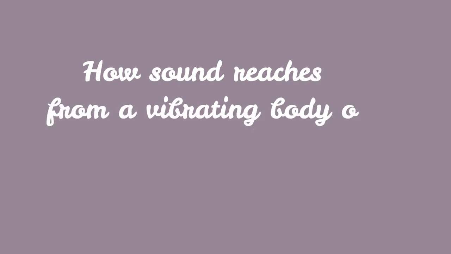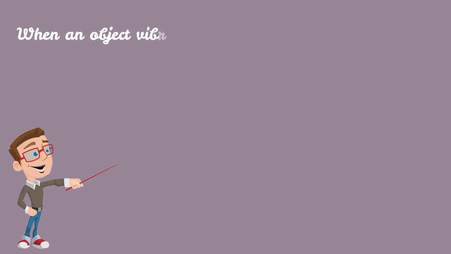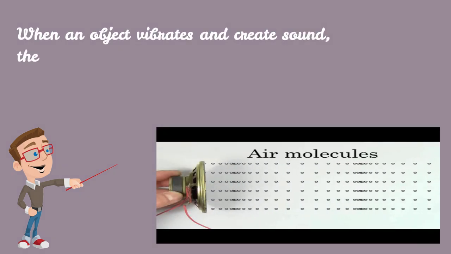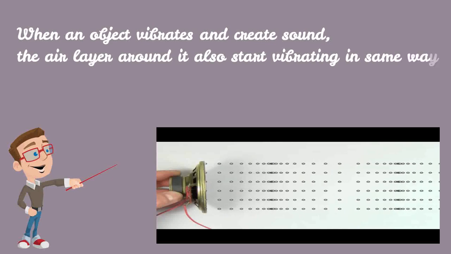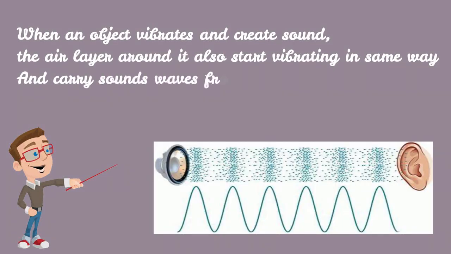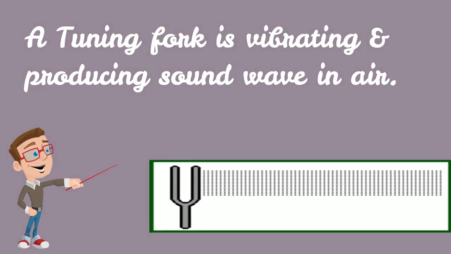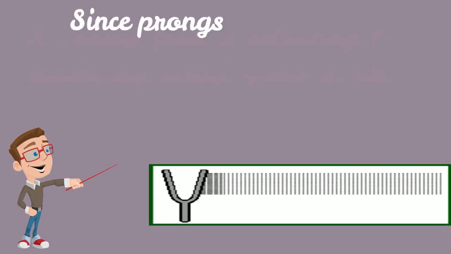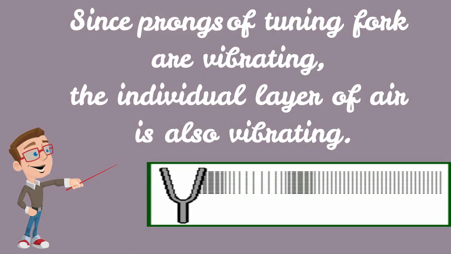Let us now explain how sound reaches from a vibrating body or the source of sound to our ears. When an object vibrates and makes sound, then the air layer around it also starts vibrating in exactly the same way and carries sound waves from the sound producing object to our ears. Suppose a tuning fork is vibrating and producing sound waves in air. Since the prongs of the tuning fork are vibrating, the individual layers of air are also vibrating.